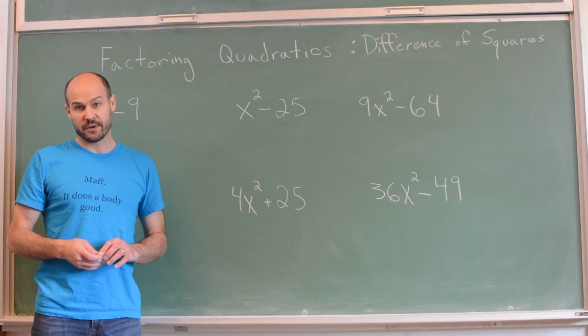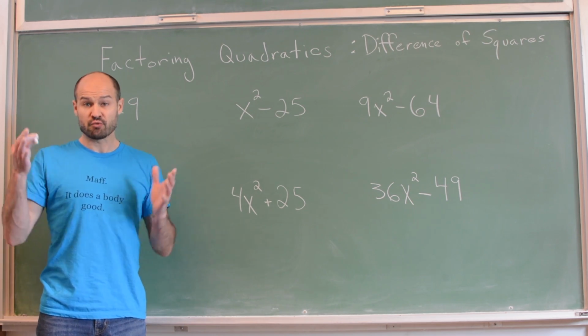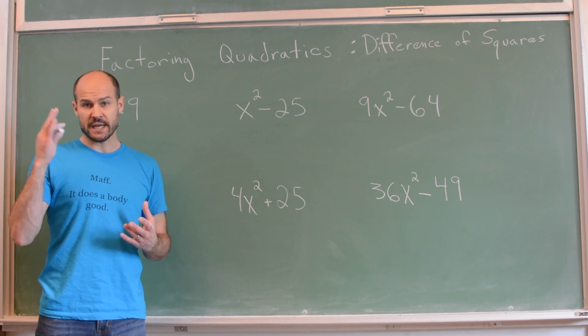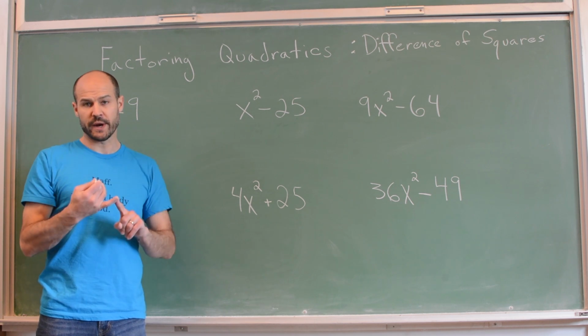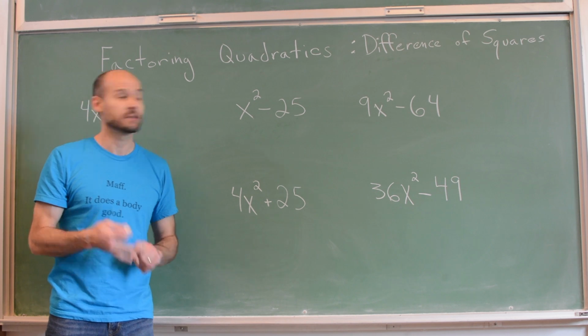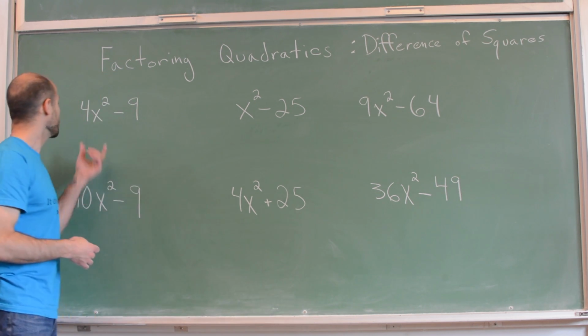The first step for factoring a difference of squares is to just recognize that we have a difference of squares. We're going to do that by looking at each term, making sure they're perfect squares, and then looking at the operation to make sure it's subtraction. So let's start at the top.